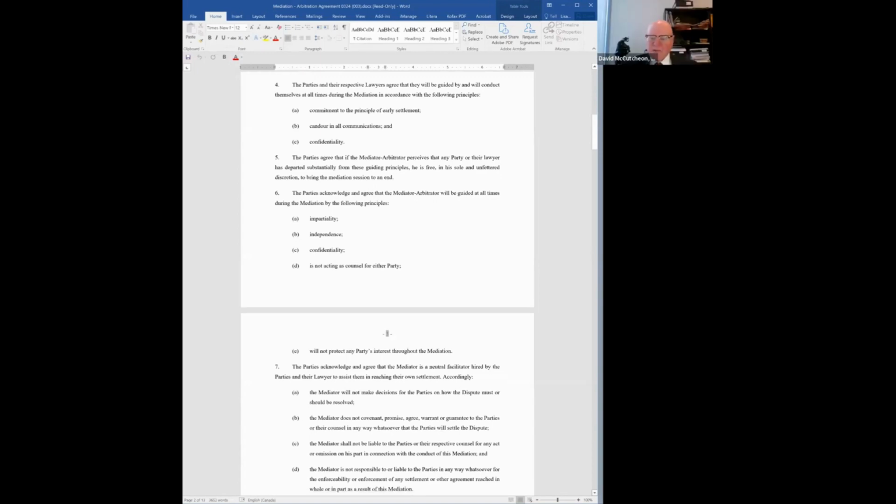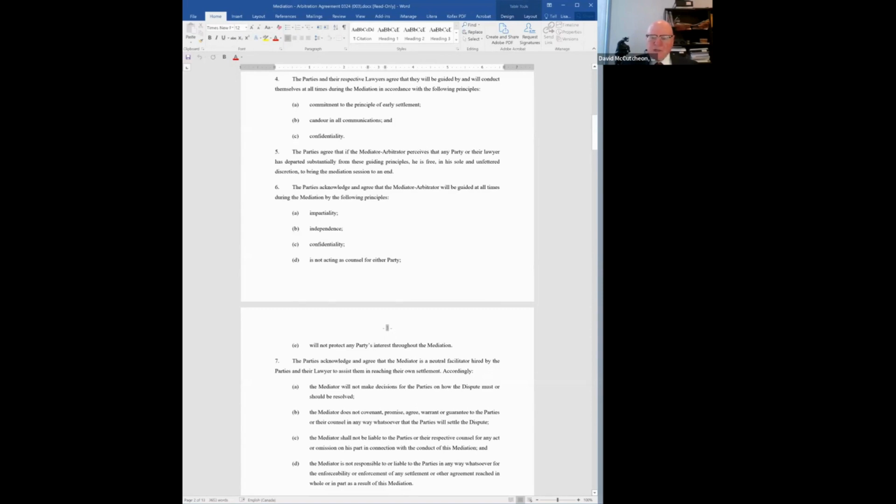Absolutely. I want the maximum freedom in the mediation. I want the parties to understand what they're doing and what their commitments are in the mediation process.